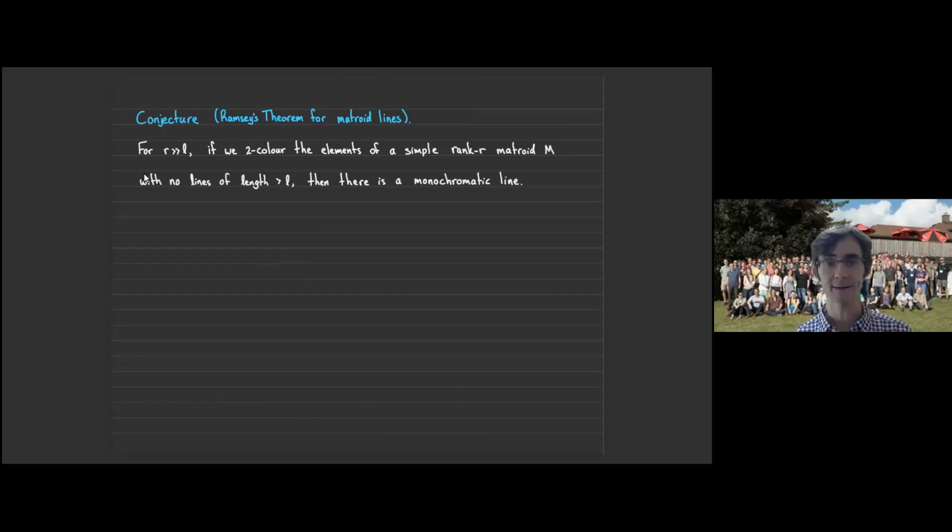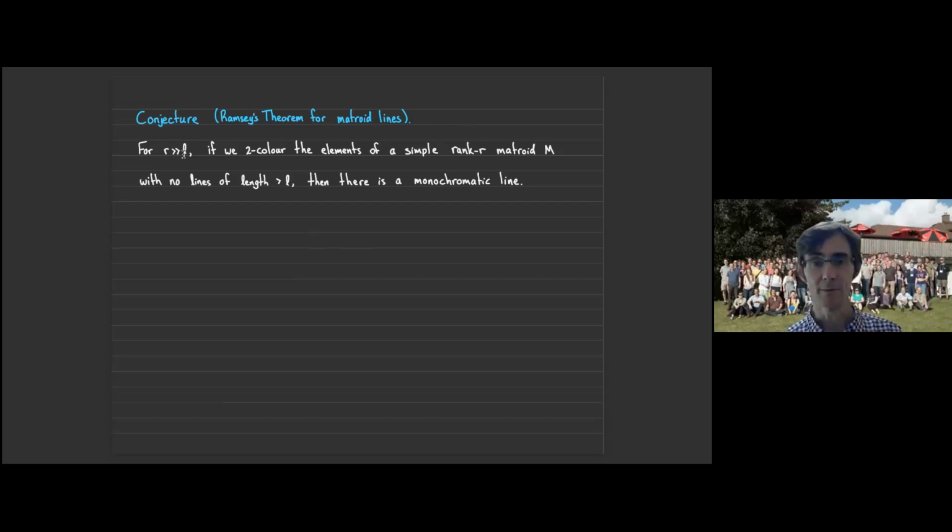So let's jump straight in and look at a special case of the conjectures, or the version for lines. What we're looking at is we have a simple rank R matroid, and I bound the line length. So I tell you there's no line of length longer than L. And I'm going to two-color the elements, and I want a monochromatic line. And to get a monochromatic line, I'm going to need that the rank is large relative to L. Okay, so that's what I believe is true.